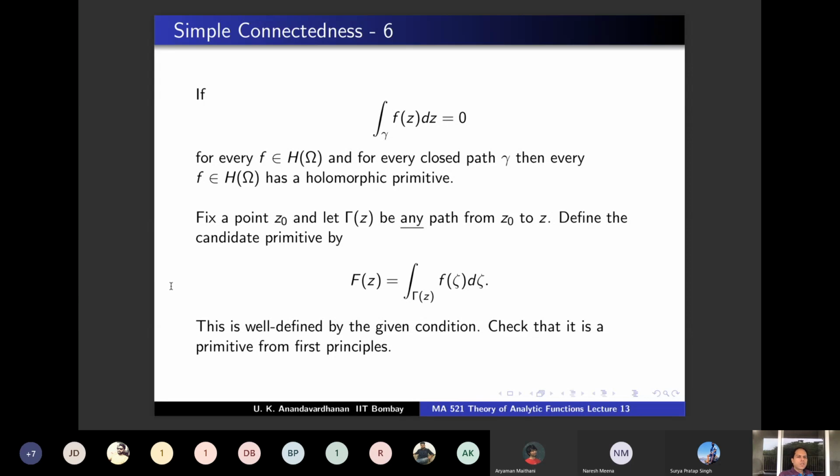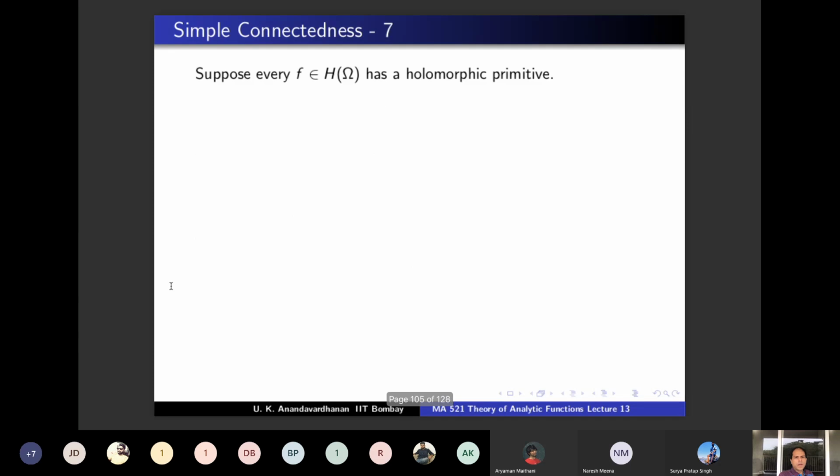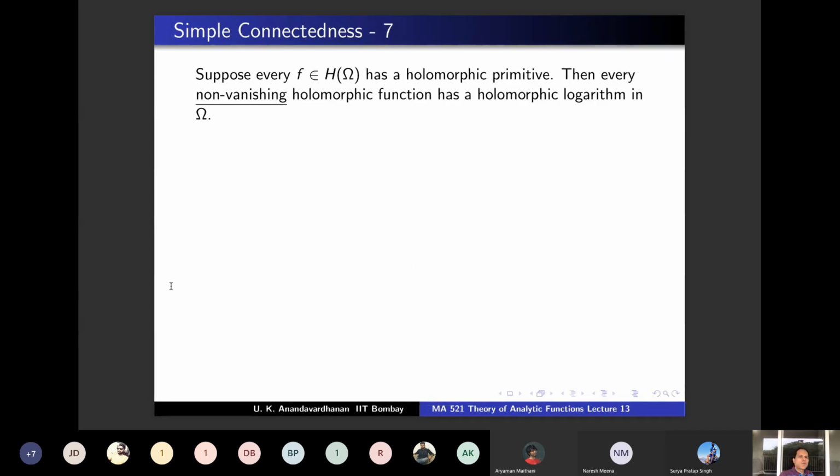Now, in the next slide, you assume that every holomorphic function admits a holomorphic primitive, and you are going to claim that every non-vanishing holomorphic function has a holomorphic logarithm. If you have a holomorphic function which is never 0, then log f makes sense, and log f is holomorphic. So this is what we have to show.